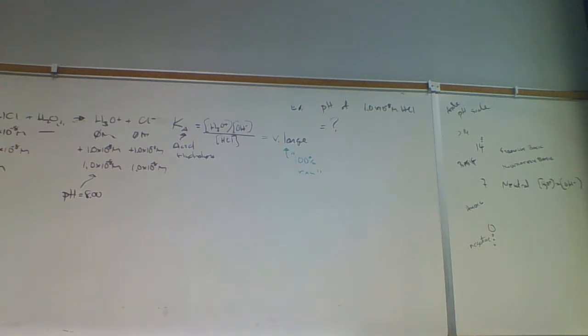This is a Chem 4 style calculation. In Chem 4, what's the pH of 10 to the minus 8 molar HCl? Well, it splits up 100%. So if it's 10 to the minus 8 molar HCl, it's got to be 10 to the minus 8 molar hydronium. If it's 10 to the minus 8 molar hydronium, then the pH must be 8.00, because it's 1.0, then it's 10 to the minus 8.